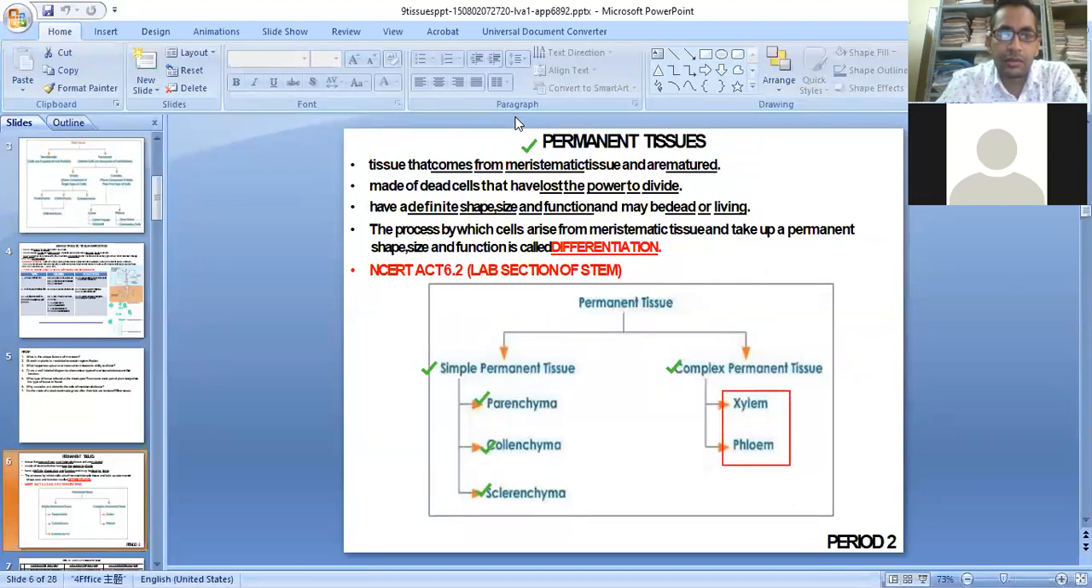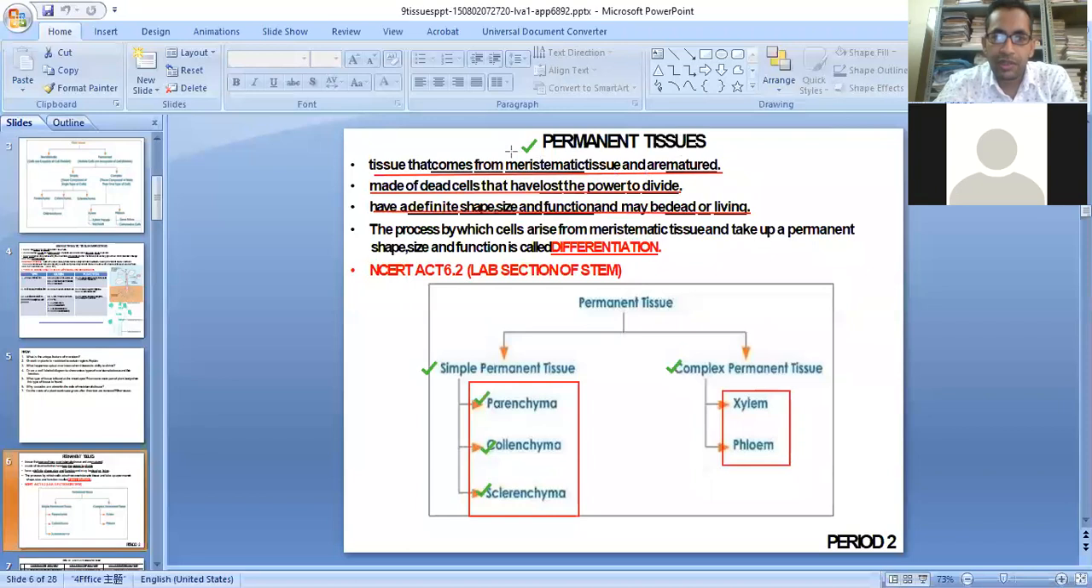Let us read this. Tissues that come from meristematic tissues and are matured are called permanent tissues. So these meristematic tissues, when they have reached a certain limit of maturity, are called permanent tissues. And they are made of dead cells that have lost the power to divide. So these permanent tissues are called permanent because they cannot divide. And they have a definite shape and size and function, and may be living or dead. Exceptions might be there. So the most important thing is that they have a definite shape and size.